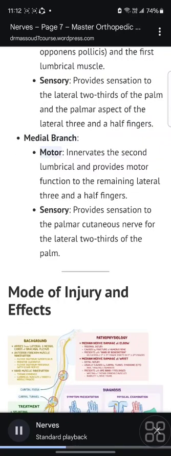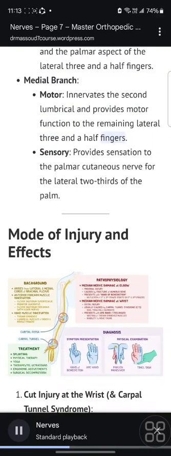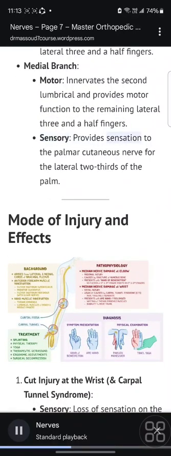Medial branch. Motor: innervates the second lumbrical and provides motor function to the remaining lateral 3½ fingers. Sensory: provides sensation through the palmar cutaneous nerve for the lateral 2/3 of the palm.